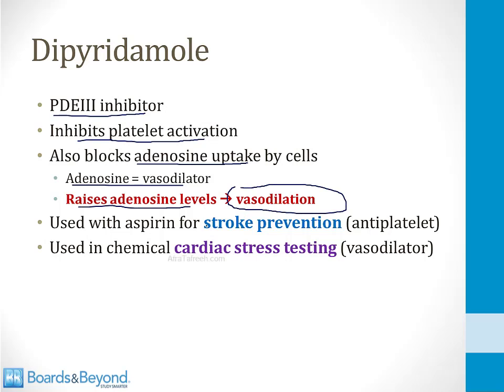Dipyridamole is used together with aspirin sometimes for stroke prevention. This is for its antiplatelet effects. It's also sometimes used in chemical cardiac stress testing, and this is for its vasodilator properties. In patients who are unable to walk on a treadmill for a cardiac stress test, vasodilators can be used to induce coronary steal, and I talk about this in more detail in the cardiology modules.